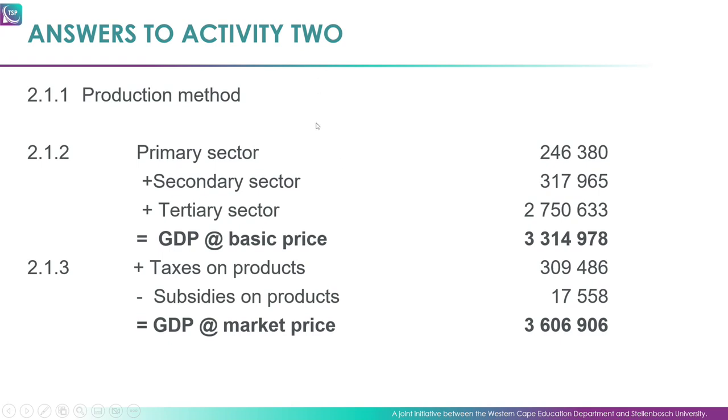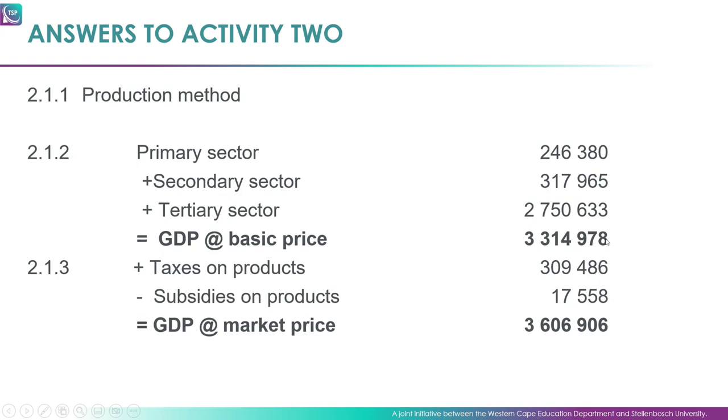So by writing out the actual layout, you can't go wrong, right? What we've done is we've taken the primary sector, added the secondary sector plus the tertiary sector. These three totals together gave me 3314978, which is my GDP at basic price, and that is the answer for 2.1.2.